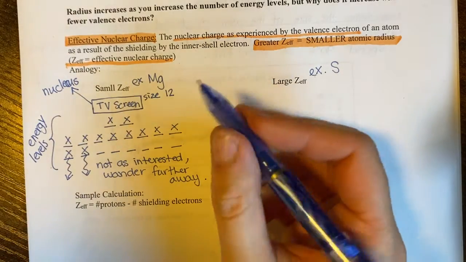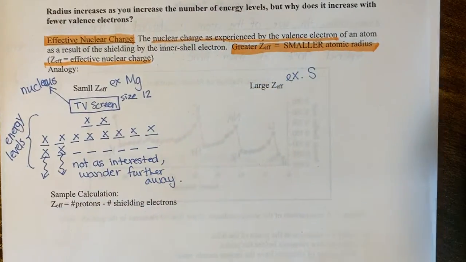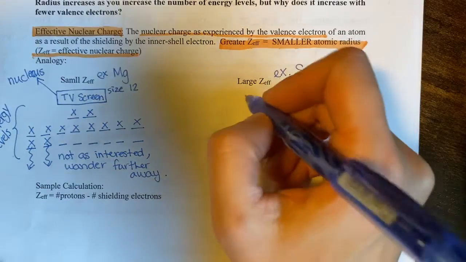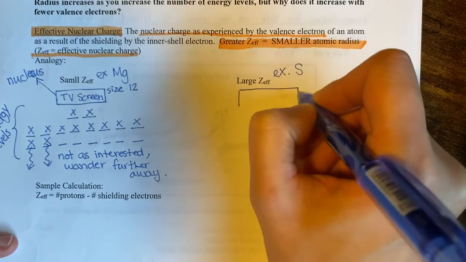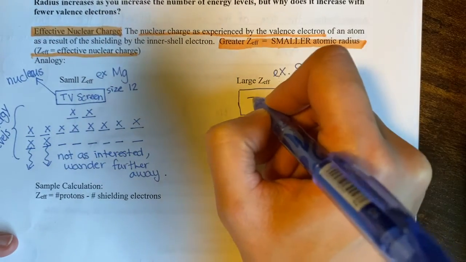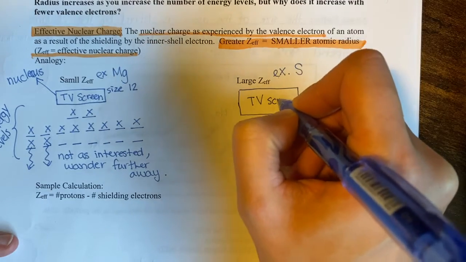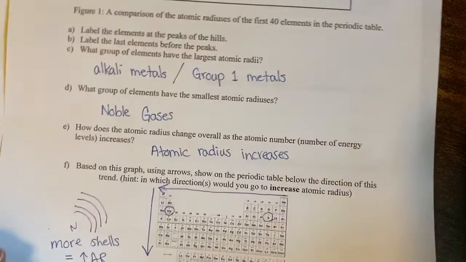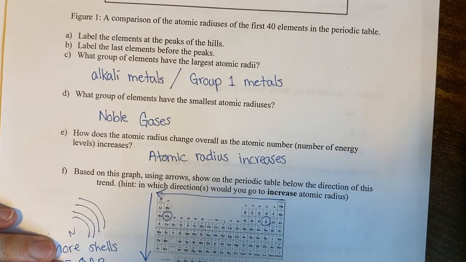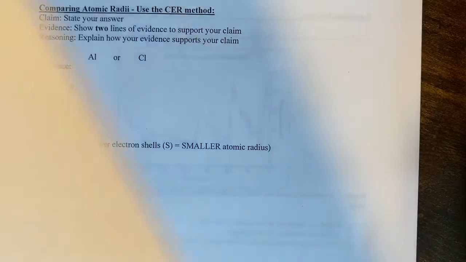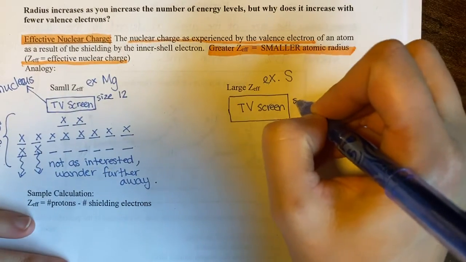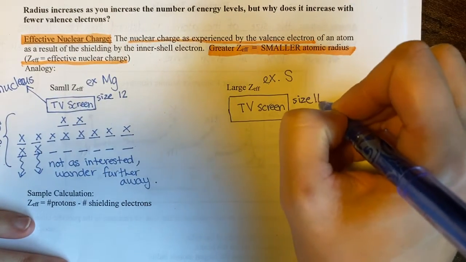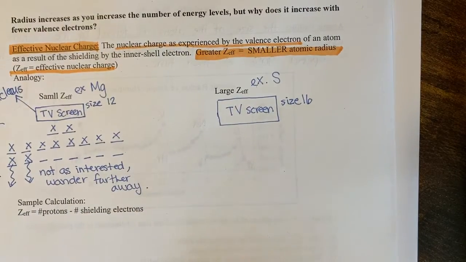Now we're going to compare that to sulfur. So sulfur has a TV screen that's larger. Sulfur, if we look back at our little periodic table here, is atomic number 16. So its TV screen, we'll call it size 16. So it's a little bit bigger. It's more exciting to watch.